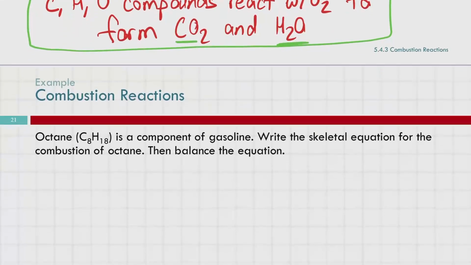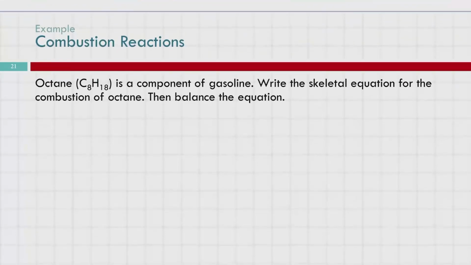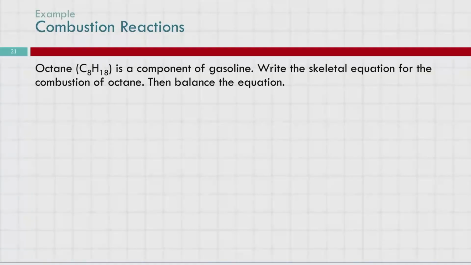Here's an example of what we might see on an exam. Octane is a component of gasoline. Write the skeletal equation for the combustion of octane, then balance the equation. This is probably harder than what would show up on the exam. This is the sort of thing I might ask you to balance and then give me the coefficients. And all I'm telling you here is octane, and I'm telling you what octane is.